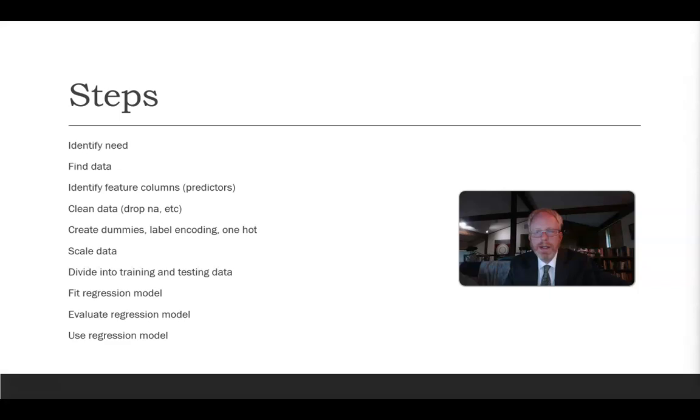Next, we want to clean the data, but the reason we want to identify the columns first is we only need to clean data in those columns that are going to be used as predictors. If we're throwing away a lot of columns, we don't need to clean them. Next, we need to create dummies and do label encoding and possibly one-hot encoding, and then scale the data. After we've done that, we're going to divide the data into training and testing, and then we're going to fit the regression model, evaluate the regression model, and use the regression model.